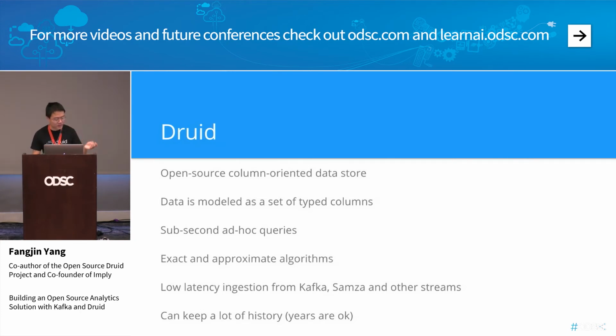Druid stores data in a column format. Each column has a type associated with it. That column might be a string, it might be a number. And depending on the type of column, there are various compression and encoding algorithms that get applied. Druid is an open source system that's designed for these sub-second ad hoc queries. And how it gets its performance is in part based on how data is stored, and in part based on the fact that it can use both exact and approximate algorithms.